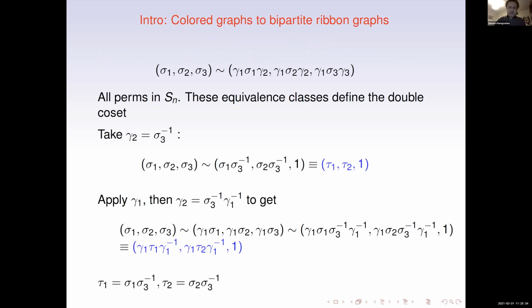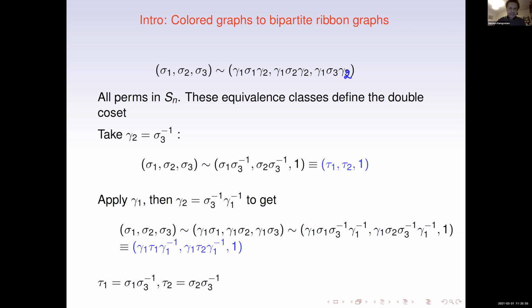Now, if you're given a sigma 1, sigma 2, sigma 3, you can pick your gamma 2. You can pick the gamma 2 to be sigma 3 inverse. And then this can be written as sigma 1 sigma 3 inverse, sigma 2 sigma 3 inverse, which is this pair of permutations I'm going to call tau 1 and tau 2.